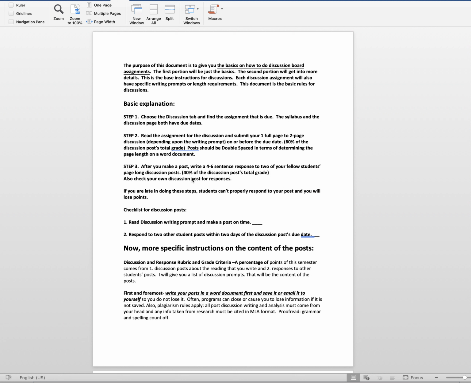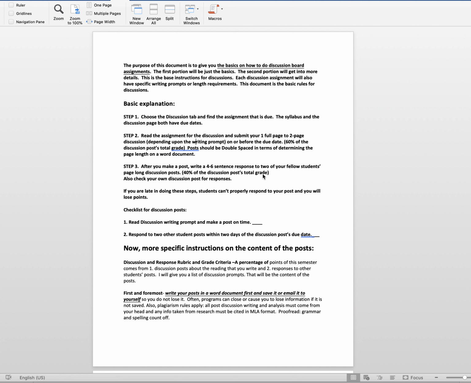Then after you make that post, you can go and write a 4 to 6 sentence response to two of your fellow students' posts or threads. And that's the other 4 points, or 40% of the 10-point grade. Sometimes the whole thing's worth 20 points, but it's always broken down 60-40 in the post and then the two responses. It needs to be on time to get full credit.